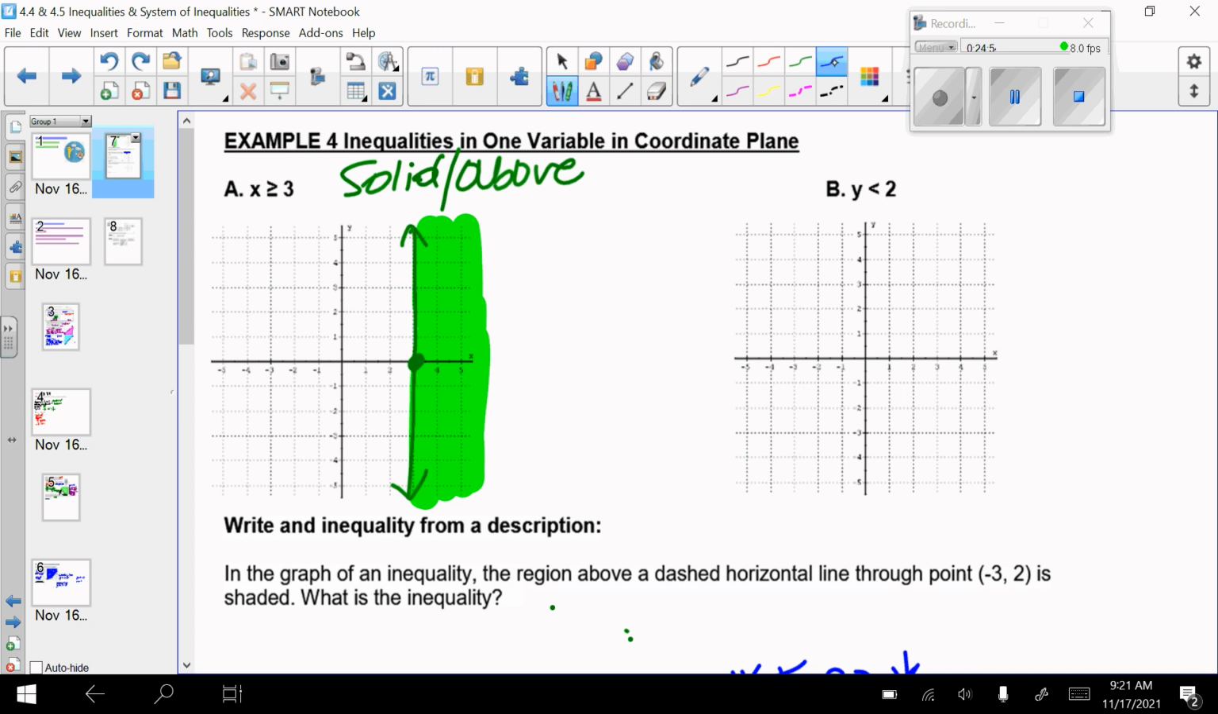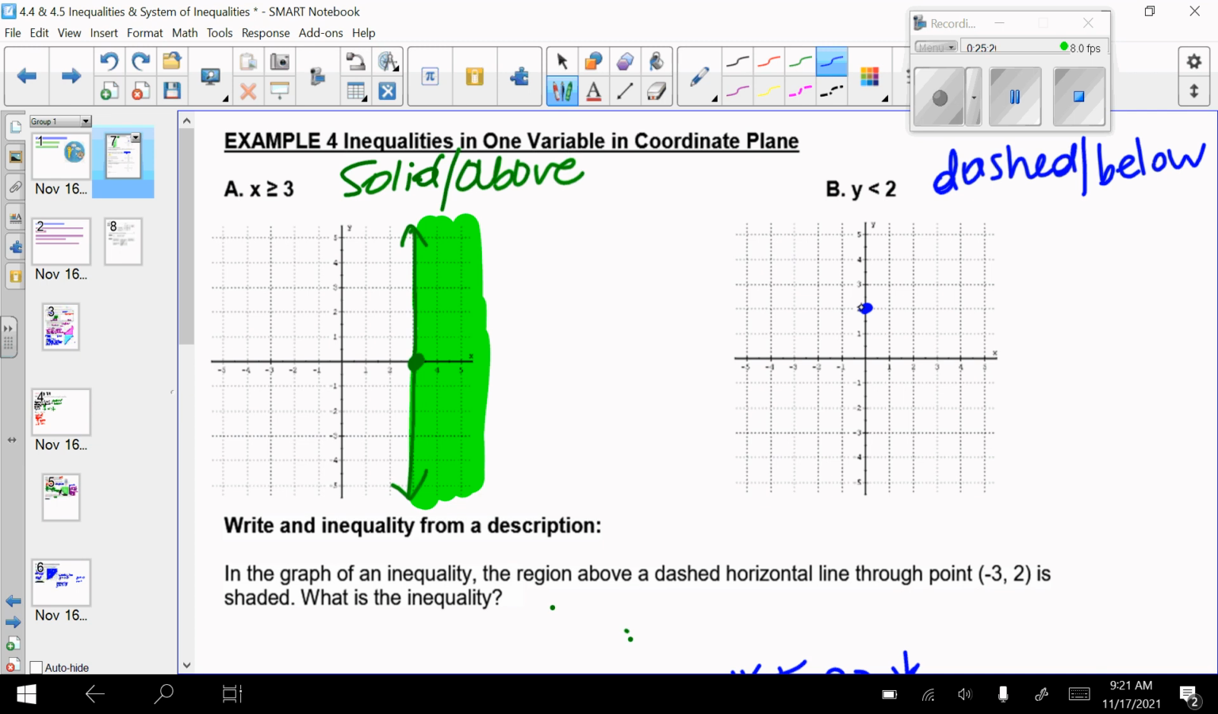Okay, so look at y is less than 2. So what kind of line am I going to have, solid or dash? Good. And am I going to shade above or below? Below, because it's less than, right? Okay. So if I want y is less than 2, do you think I go to the y-axis at 2 or the x-axis? Good. And I put a little point at 2.